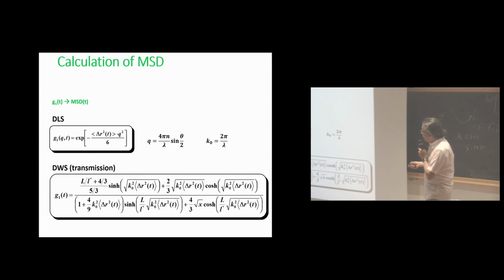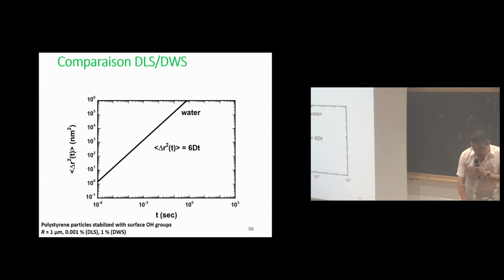So once you have the autocorrelation function, then you can convert it into mean square displacement. For DLS, single scattering, it's very simple. You just need to know the scattering vector Q. And for DWS, it's much more complex. We don't need to go into the detail, but you have mean square displacement and L star, and K0, which has the information of the wavelength, like Q. Okay? So this equation we need to resolve numerically, but it's possible.